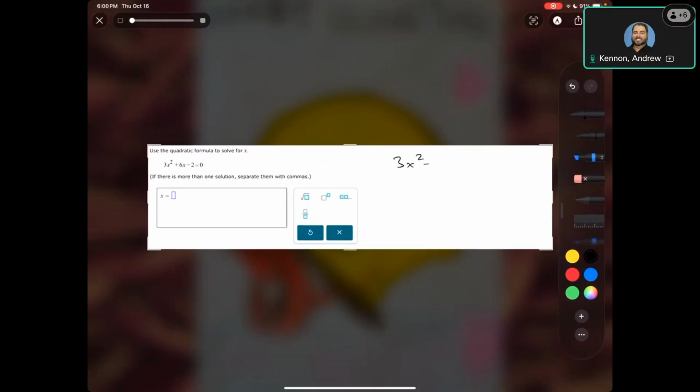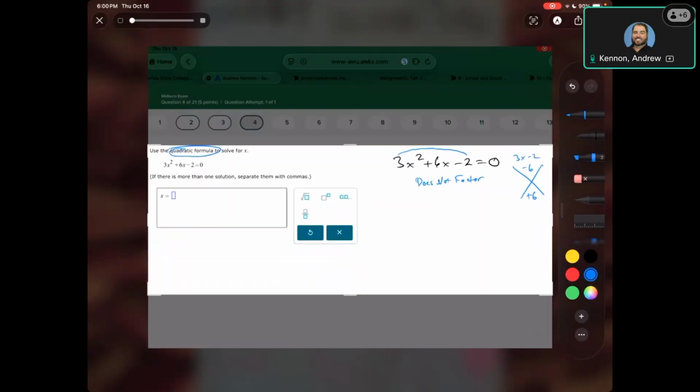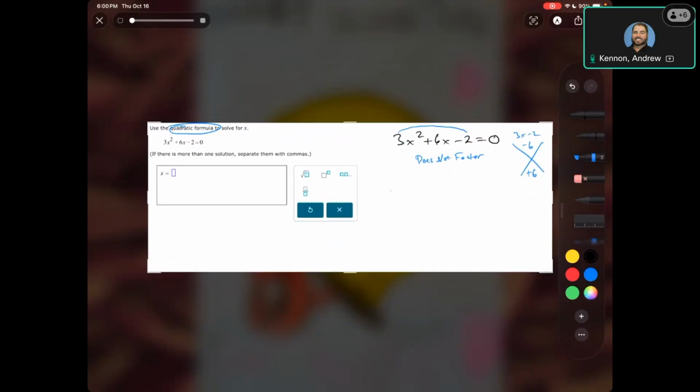Another one of these. So on this one, again, you have a number in front of x squared. So I do 3 times negative 2 and say, okay, what multiplies to be negative 6 and adds up to be 6? Oh, I should have read my directions. There's nothing. So this does not factor. Could have saved some time if I'd have read my directions because it says use the quadratic formula. That's fine though. If you can factor it, it's easier.